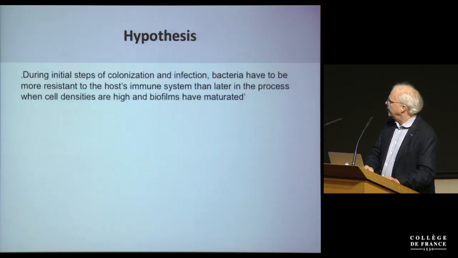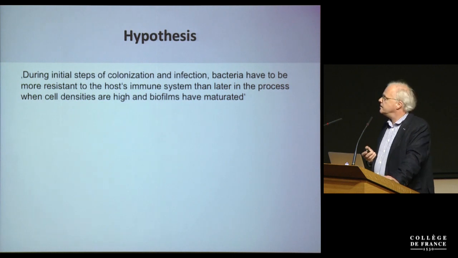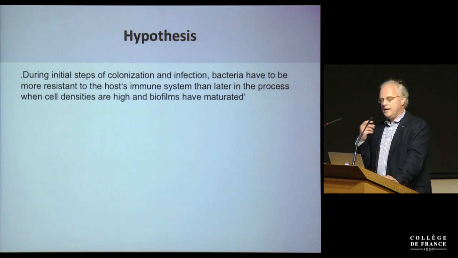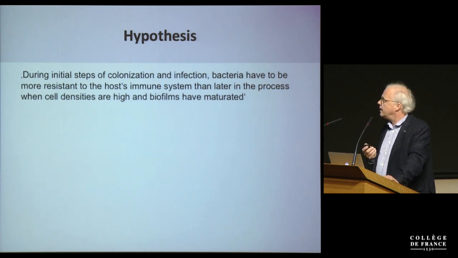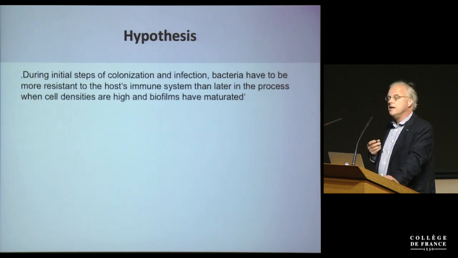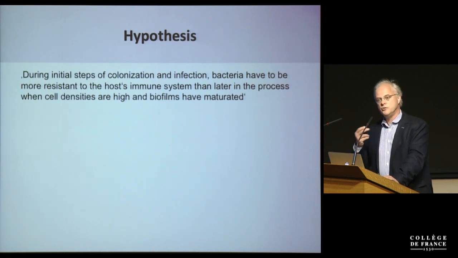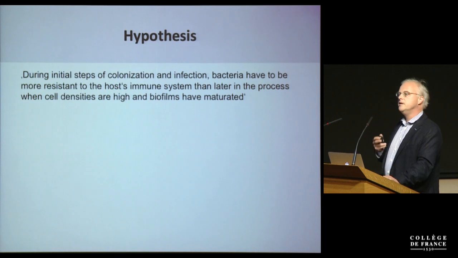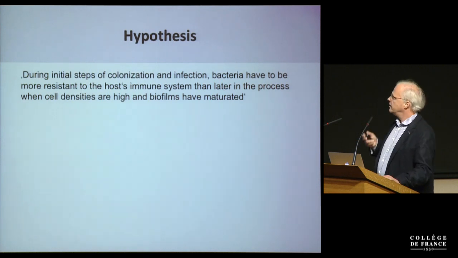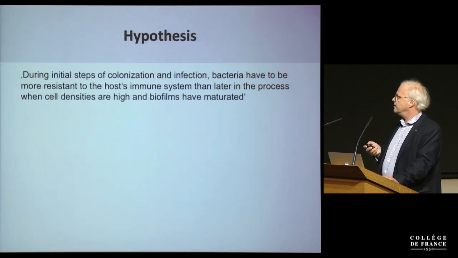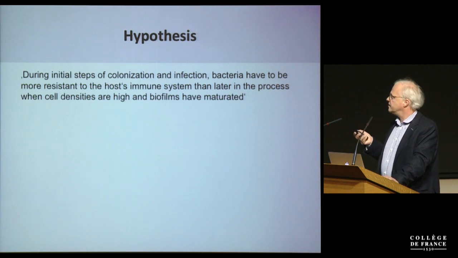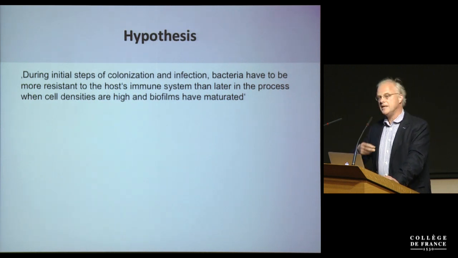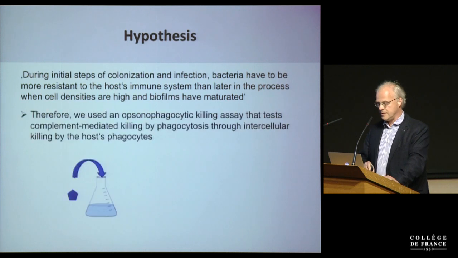So the hypothesis is now that during the initial stages of colonization or infection, the bacteria have to be more resistant on one hand to the host immune system, but on the other hand, they don't want to be as inflammatory. They want to fly under the radar, and later in the process, when cell densities are high and biofilms have matured, then they want to be more pathogenic.